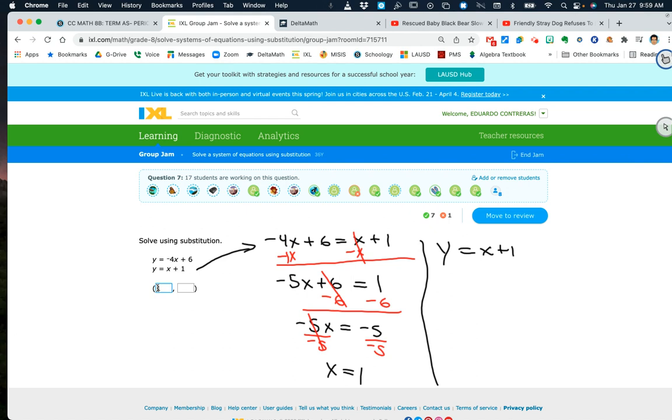Still need a few more people to enter in their answers. What did we say y is? Y is 2. So we should be entering in 1, comma 2. I'll give you 30 more seconds, then we'll move on to a new question.